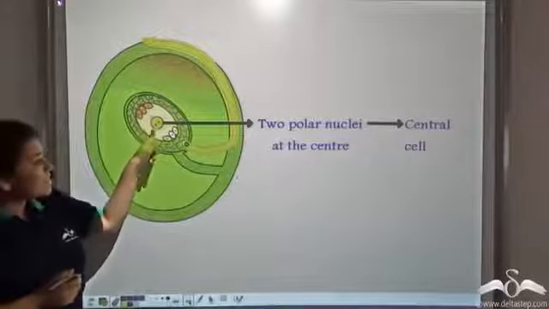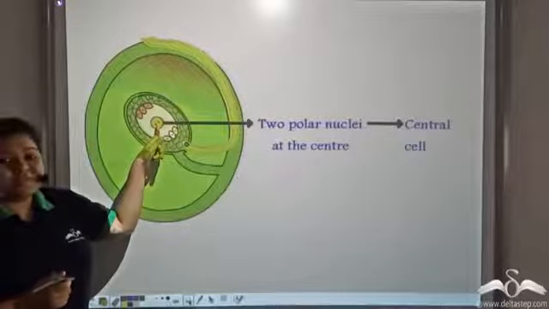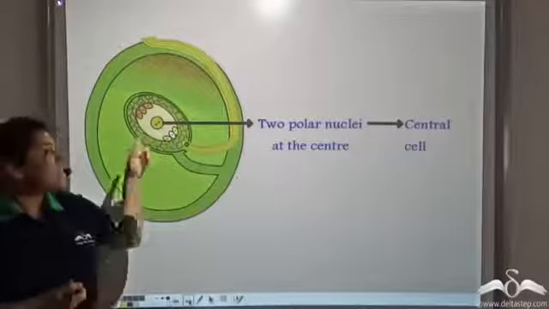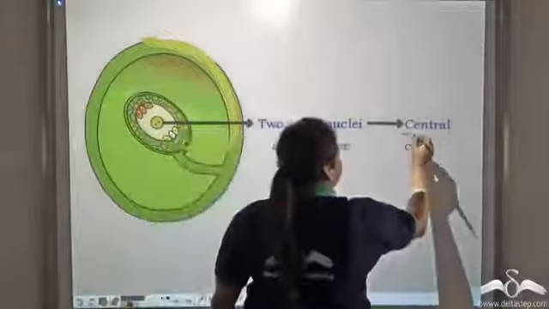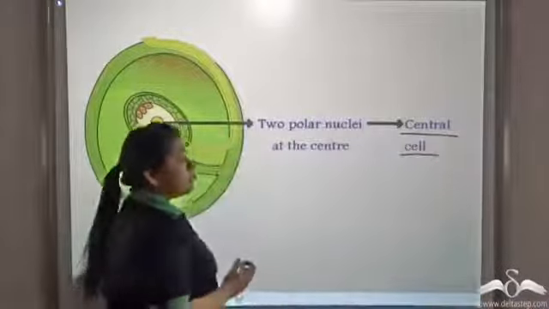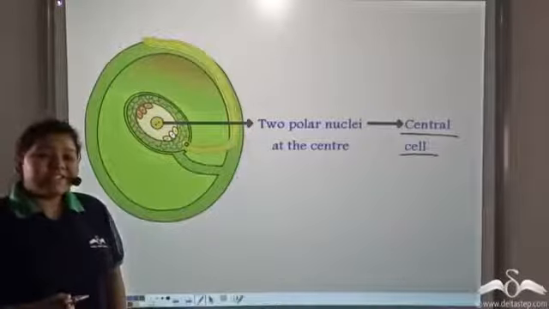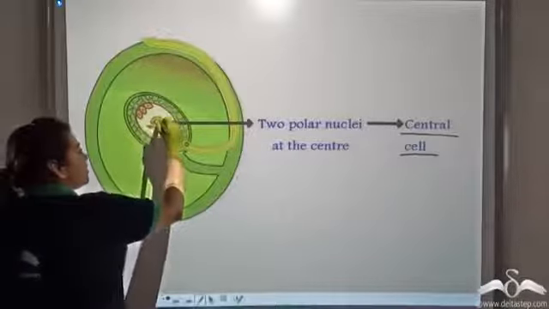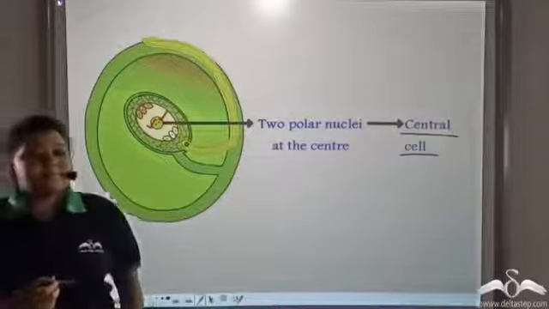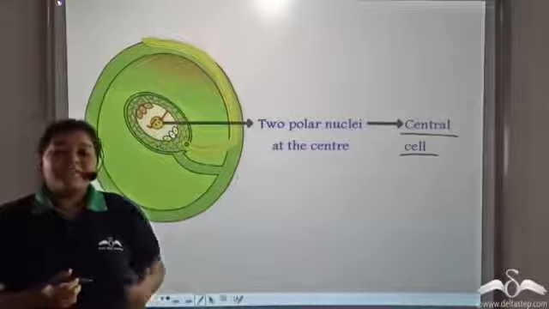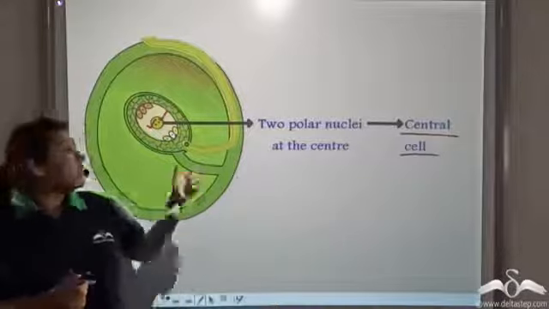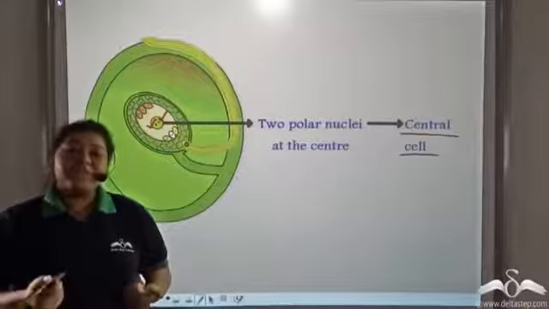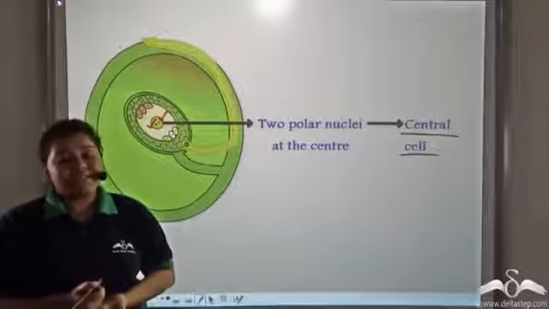Now, what is this cell inside the ovule? Since it is centrally located inside the ovule, it is known as the central cell. Now, the central cell contains two polar nuclei at the center. Now, a generative nucleus fuses with this central cell to form endosperm, which supplies the seed with food.